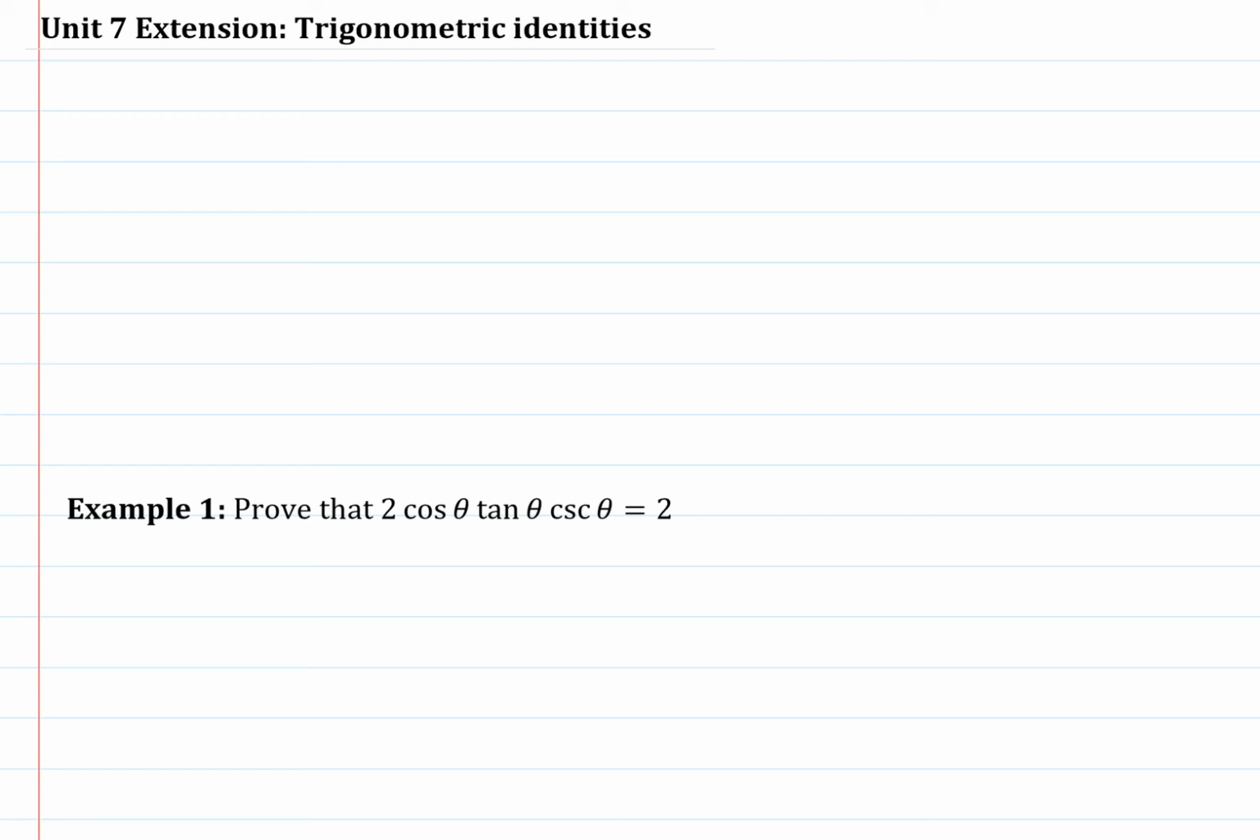Today's goal is to prove trig identities. Identities in general are things that are always true, like x equals x, or 5 equals 5, or 3 to the 0 is 1, right? This is something that is absolutely true all the time. You're going to do this by simplifying expressions.